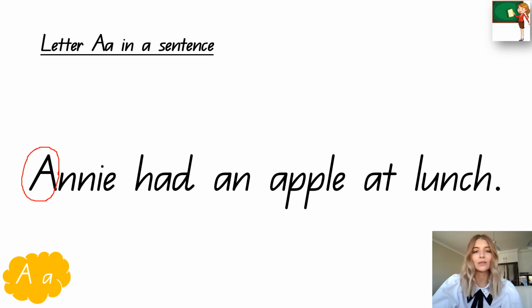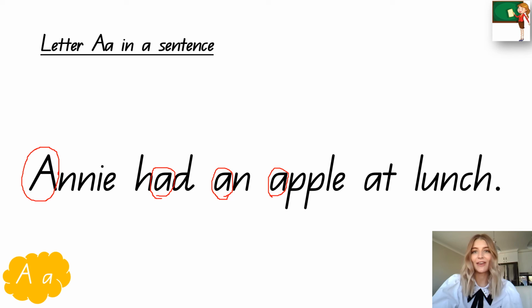Okay, let's go to our next word. Annie had. Can you see any letter A's in that word? That's it, it's in the middle of the word had. Okay, let's go to the next one. Annie had an. Yeah, that's the first sound in the word, ah for an. Annie had an apple. Can you put your finger on this letter A? Yeah, that's at the start as well. Good job.